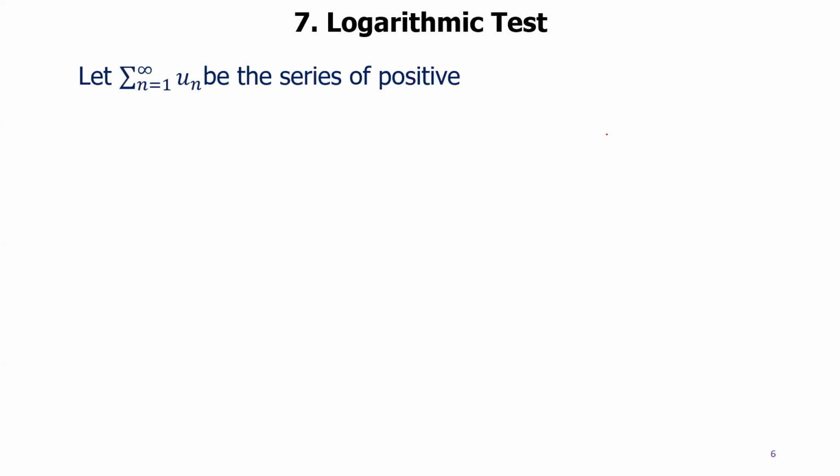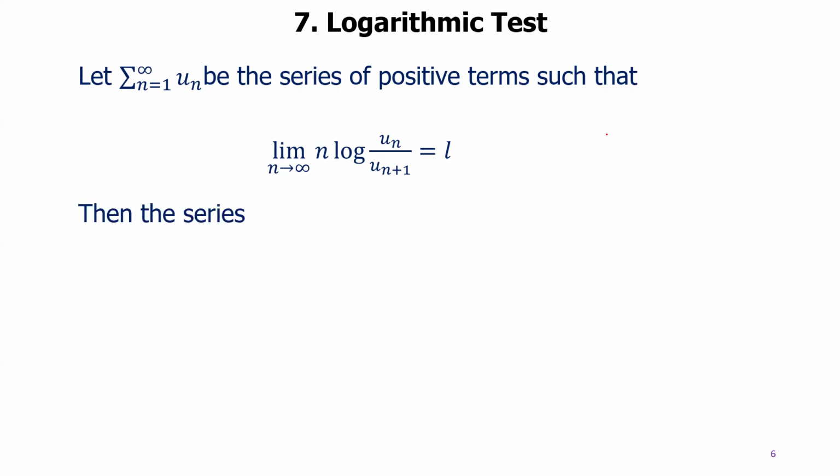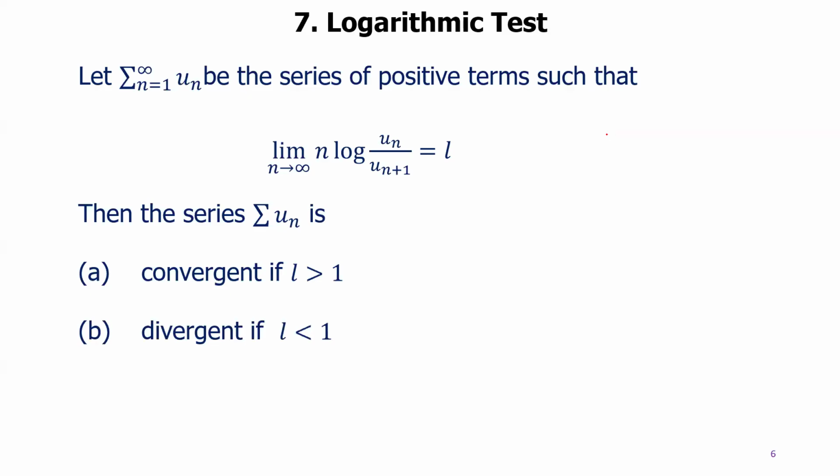The next test is called the logarithmic test. So in this lecture, we discuss the logarithmic test. Let sum of un be a series of positive terms such that the limit of n log un upon un plus 1, when n tends to infinity, is equal to L. Then the series sum of un is convergent if L is greater than 1, divergent if L is less than 1, and the test fails if L equals 1.